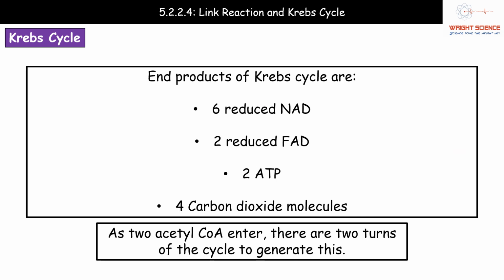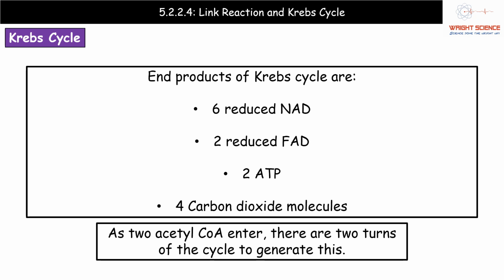Here's our little summary about what we generate at the end of Krebs cycle. So the end products: 6 reduced NAD, 2 reduced FAD, 2 ATP, and 4 carbon dioxide molecules. The reason that we get those numbers is because we have got 2 acetyl-CoA entering. That means we're going to go through Krebs cycle twice for each molecule of glucose we started respiration with.